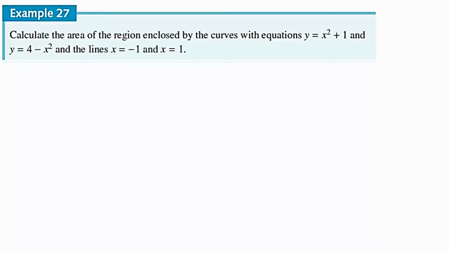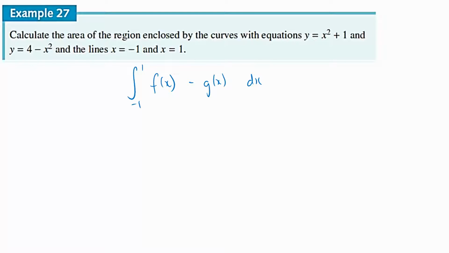So if you have a look at this, it says calculate the area of the region enclosed by the curves. You've got y equals x squared plus 1, and y equals 4 minus x squared, and it's between -1 and 1. Now you already have the formula: the integral from -1 to 1 of f of x minus g of x dx. You've got two curves, so the only way you're going to get this wrong is if you get the upper curve wrong. So the best way to do it is to visualize.